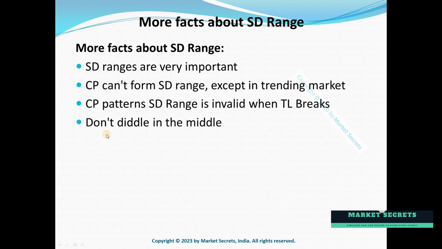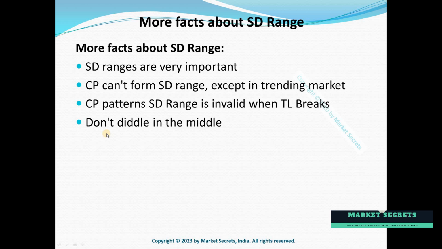And most importantly, don't diddle in the middle. If the zones you have detected are in the middle of the SD range, that is around 50% of the retracement, price could probably go either way. So skip those levels to avoid unnecessary losses, or wait for the momentum to the either side to trade with a brand new daily trend and momentum.